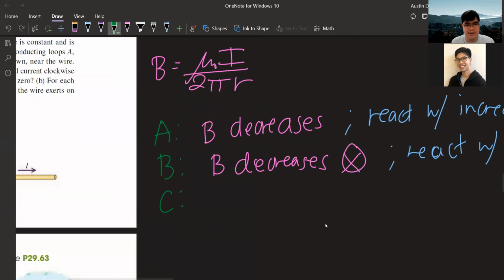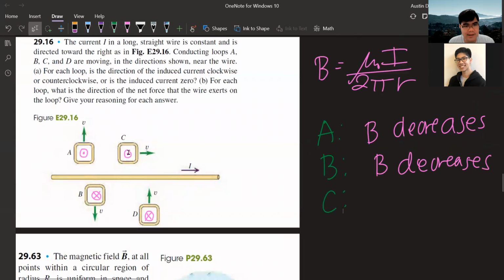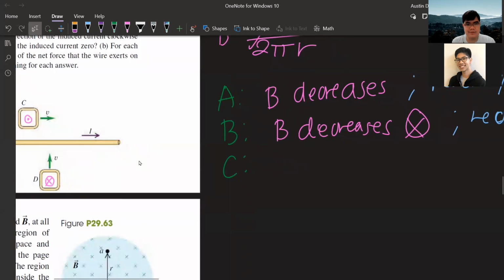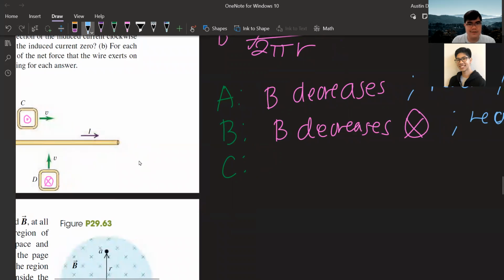Next, C. C, okay. So, walang nagbabago sa field ni C. Walang nagbabago sa nararamdaman ni C due to the current. Okay? Kasi hindi ka lumalayo, hindi ka rin lumalapit. Okay, so 0. No induced current.